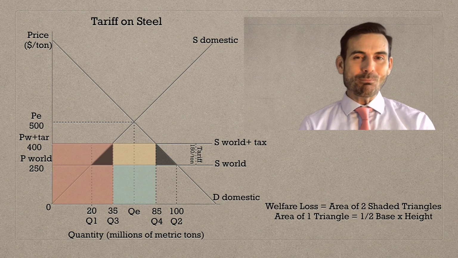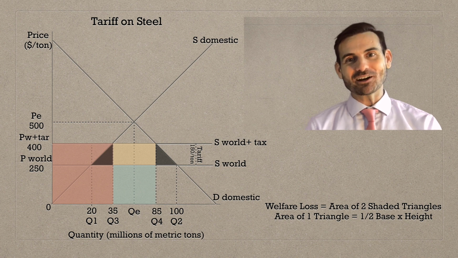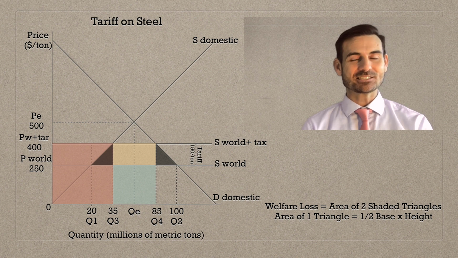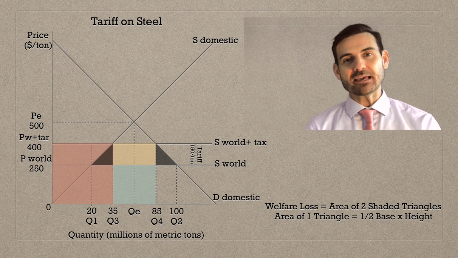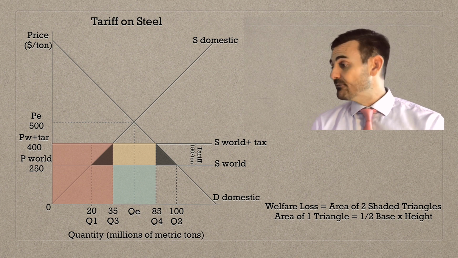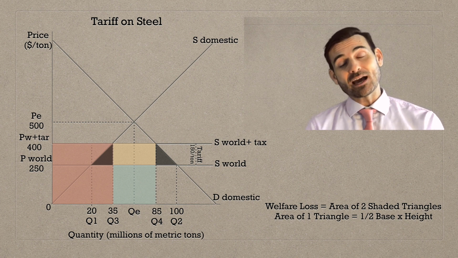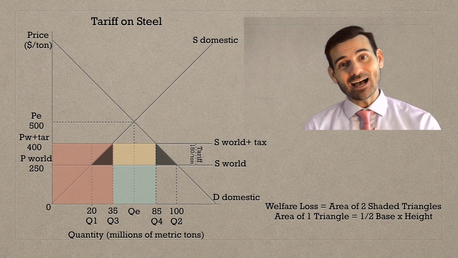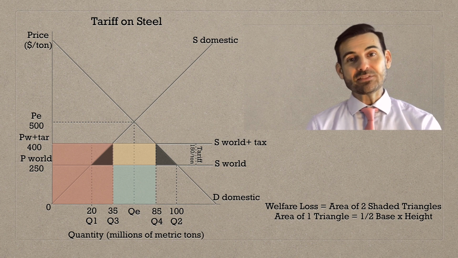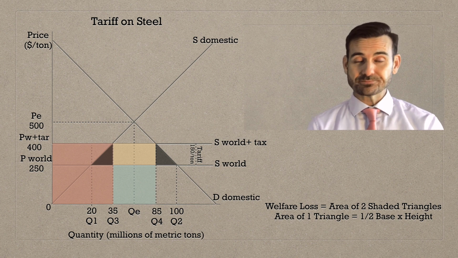A last thing that you might be asked to do is to calculate the area of welfare loss. In order to do this in this situation, you must be able to calculate the area of a triangle. Notice that the area of a triangle is calculated by looking at 1/2 base times height. In this case, we must calculate the area of 2 triangles.